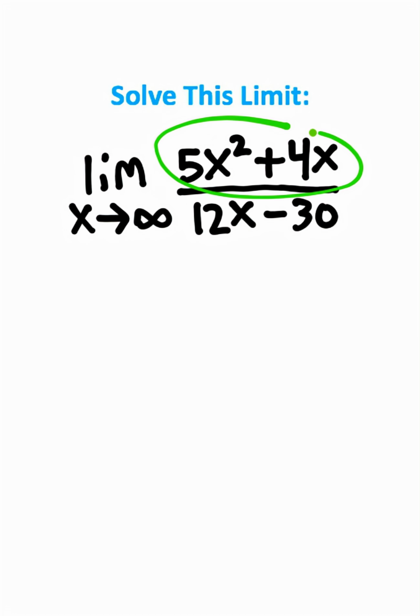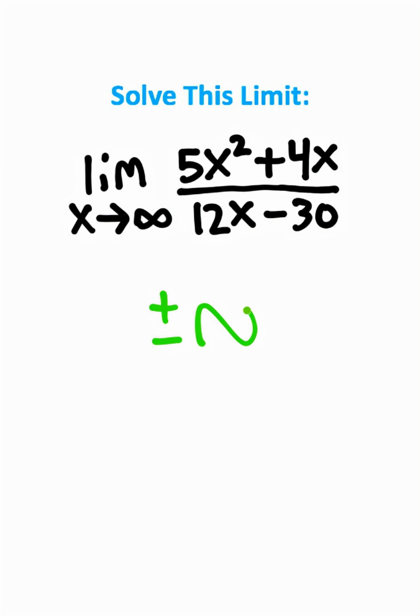And since our highest exponent shows up on the top, that means this limit is going to evaluate to positive or negative infinity. But the question is, which one? Is it going to be positive or is it going to be negative?